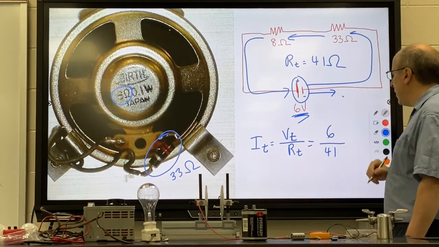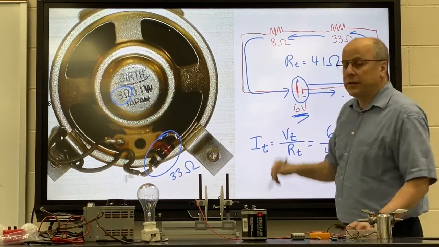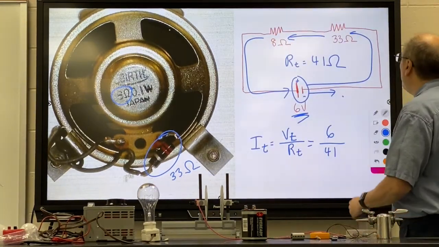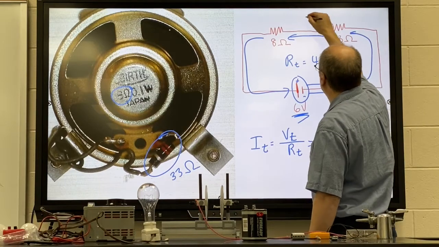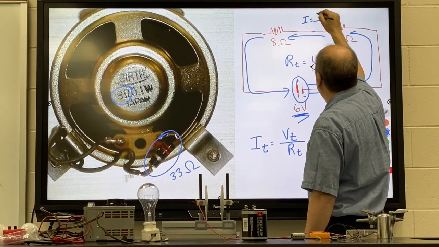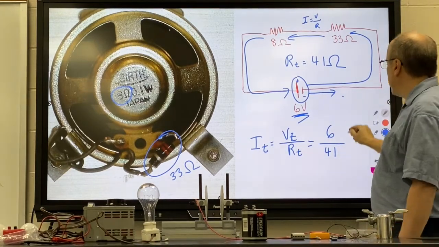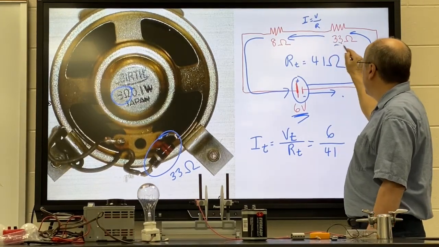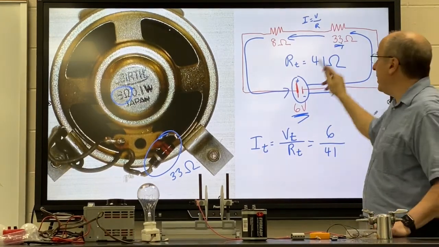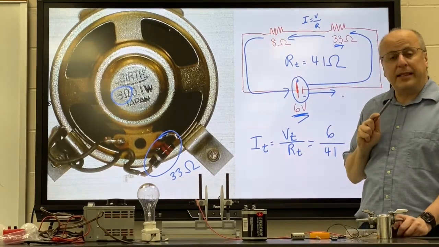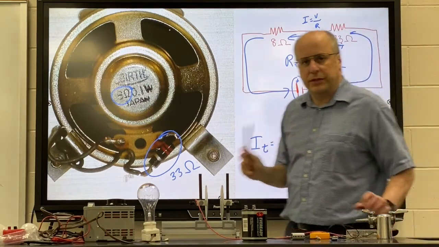So we get our current, and since there is only one path for the electrons to follow, we can find the voltage for each component by using our main equation again and again. So use the current that you got here along with the 33. That'll get you the voltage here. Use the same formula again at the 8 and find your voltage there.